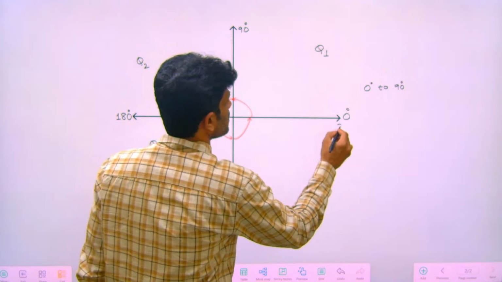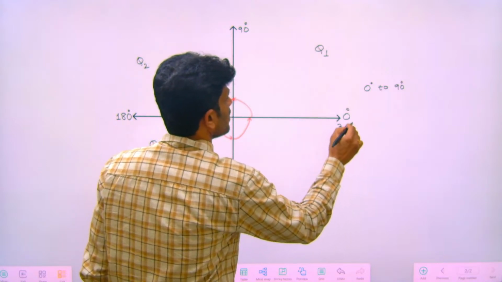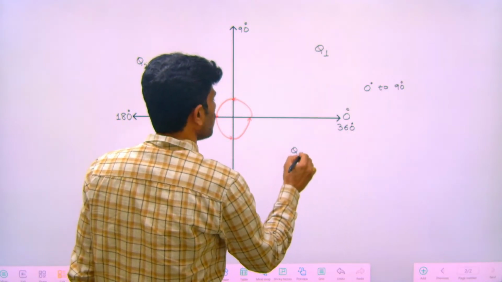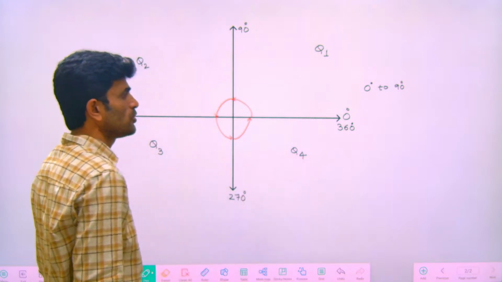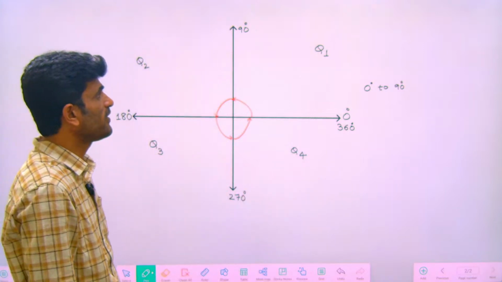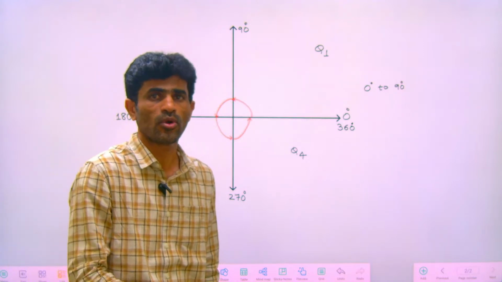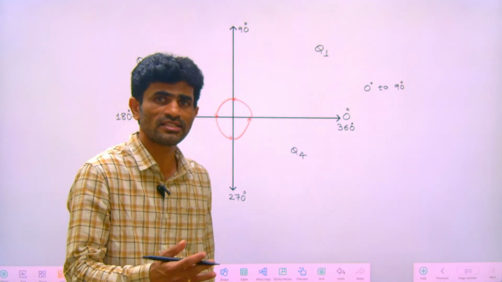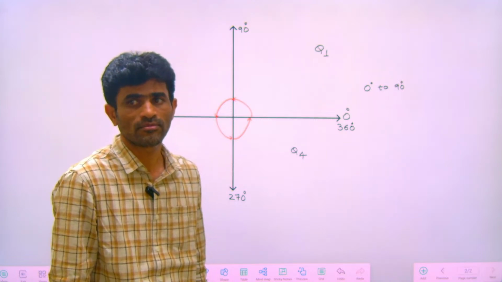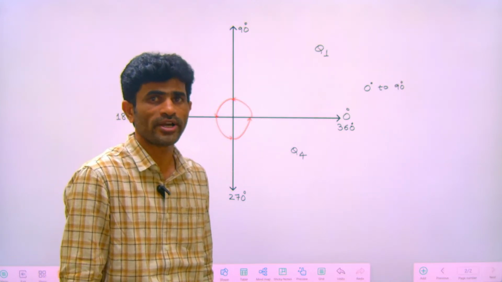Next, 270 to 360 degrees is quadrant 4. So like this, if I have given 45 degrees, where does it lie? 45 degrees lies in quadrant 1. 60 degrees lies in quadrant 1. 30 degrees lies in quadrant 1.